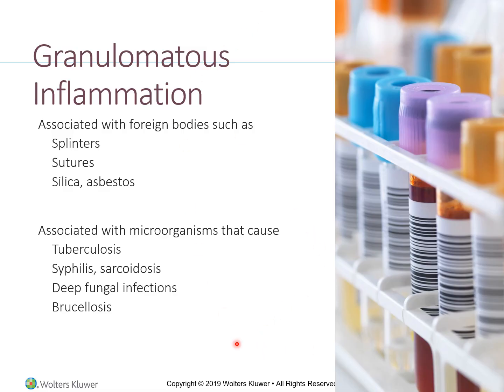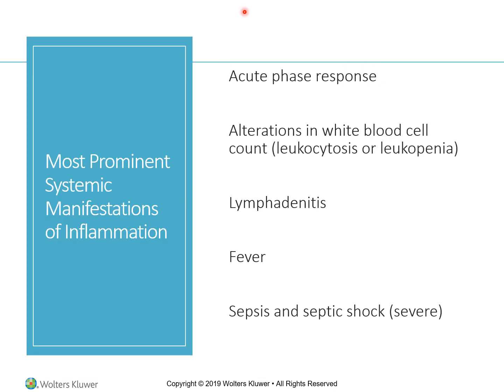Some things that cause this response are foreign bodies like splinters or sutures, silica or asbestos, which can get into the lungs, and then microorganisms like tuberculosis, syphilis, sarcoidosis, and deep fungal infections can also cause these granulomatous inflammatory responses.